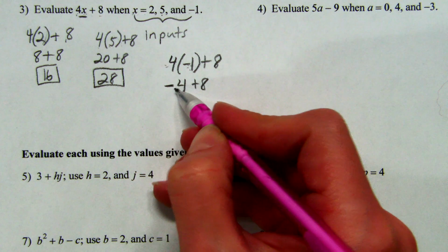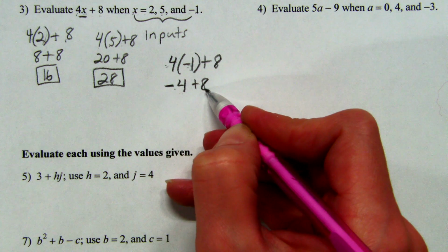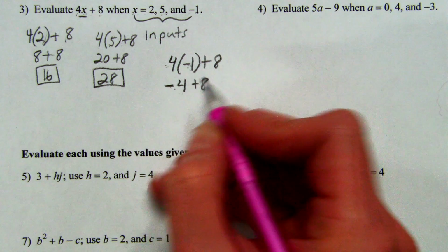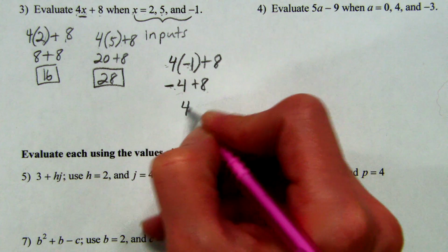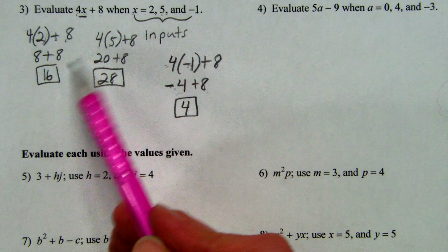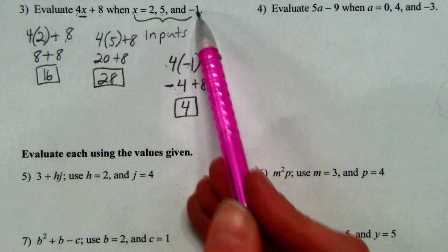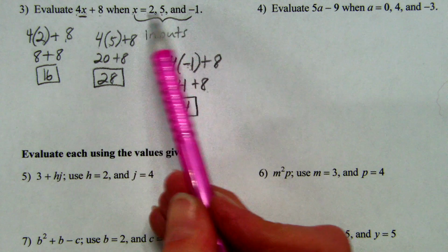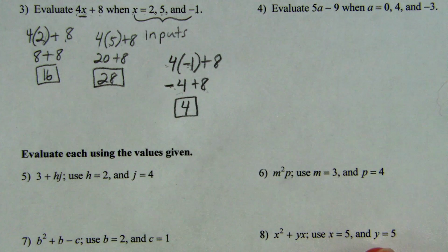So you could think of these as 4 red chips and 8 black chips, or 4 worms and 8 spiders. We've had all kinds of different ways to think about it. However you do it, it will come out to be +4. So I did these in order. I put in 2, I put in 5, I put in -1, and I got 3 different answers. So all of these are going in just for that x.